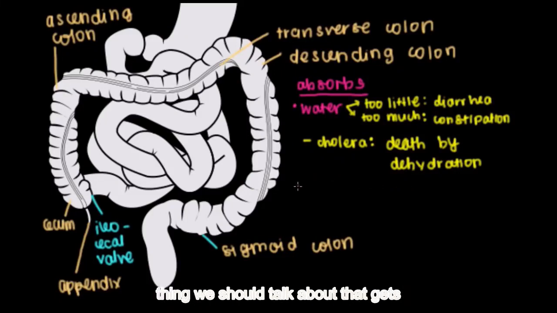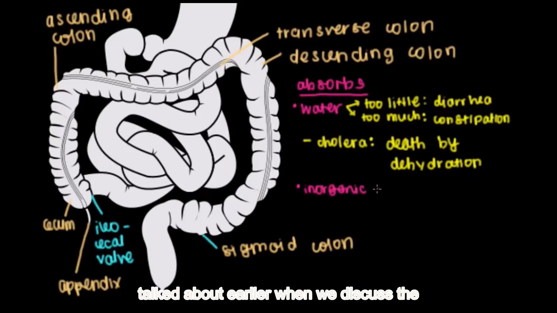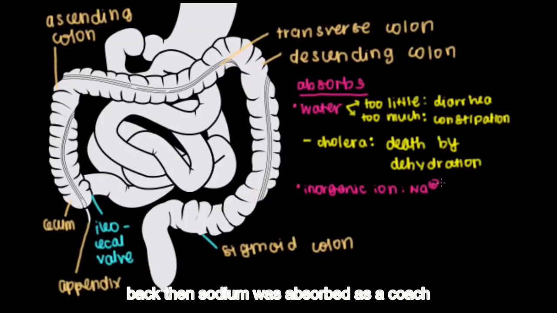The next important thing we should talk about that gets absorbed in the large intestine are inorganic ions. Inorganic ions we talked about earlier when we discussed the small intestine. These include things like sodium or potassium. And remember, back then, sodium was absorbed as a co-transport mechanism with things like amino acids to help in their absorption. That occurs to a smaller extent here in the large intestine.